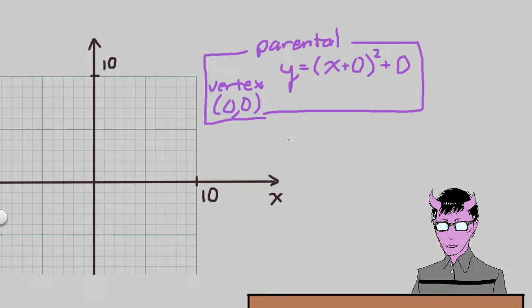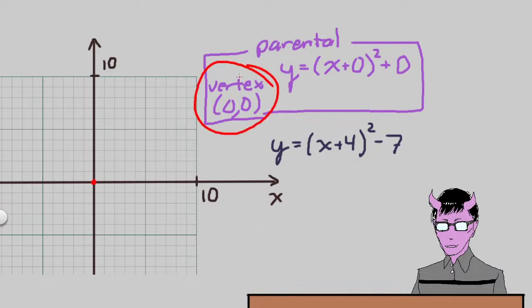So your function that you were given to graph is y is equal to (x plus 4) squared minus 7. Suppose this is your graph. All you need to do is understand how to move your vertex. Well, our vertex always starts off at (0, 0) for the parent function, because 0 squared is 0. Not much to memorize.